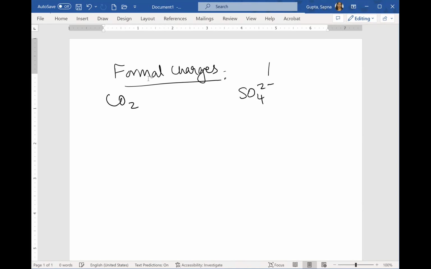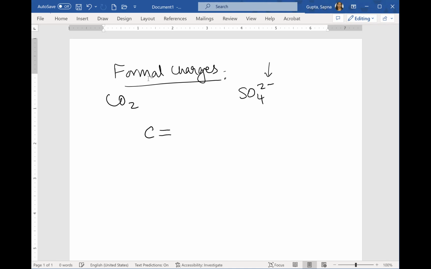Now, this charge that is on the sulfate, that is not a formal charge. That's the totality of the formal charges. So there must be two negatives somewhere in sulfate. Carbon dioxide does not have a total charge, so it means everything must add up to 0. I'm going to do both for you, okay? So you can see how this works.